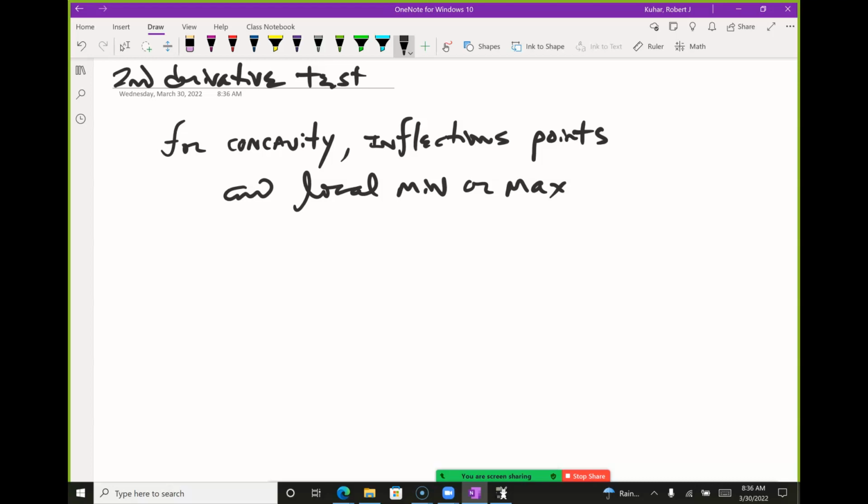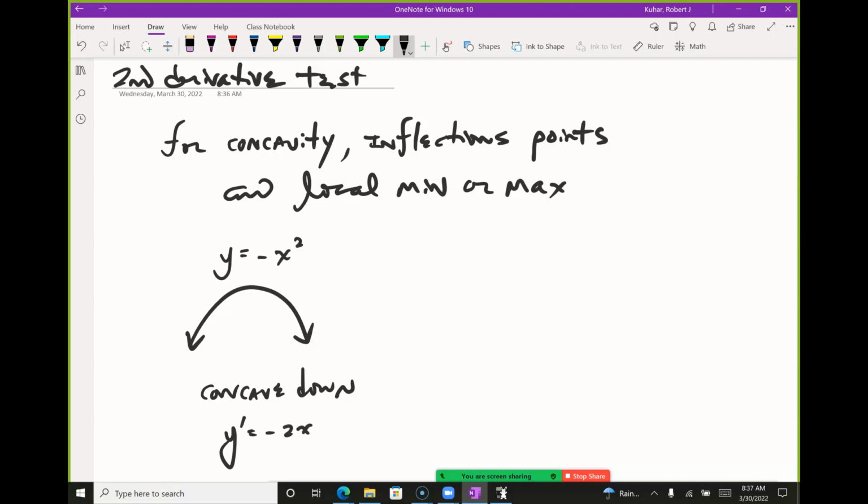I first will give intervals of concavity, and of course, concave down, right? A function like this is concave down. So like y equals minus x squared, it's concave down. To me, it looks like a frown, right? So when the second derivative is negative, I'm going to be concave down. So for example, y prime is what? Negative 2x. Y double prime is negative 2. So negative 2 is always negative, right? So my function is concave down always.